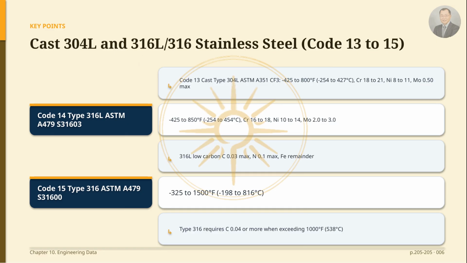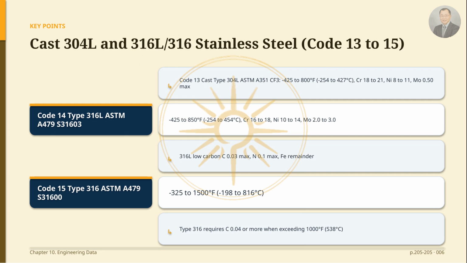It has a maximum of 0.03% carbon, 18% to 21% chromium, 8% to 11% nickel, and a maximum of 0.5% molybdenum. Material code 14 is Type 316L stainless steel, ASTM A479 grade UNS S31603, used from -425 degrees Fahrenheit to 850 degrees Fahrenheit, or -254 degrees Celsius to 454 degrees Celsius.